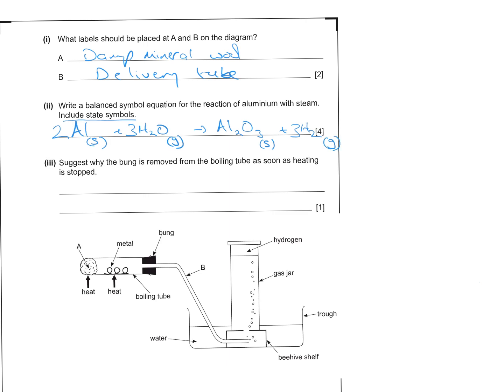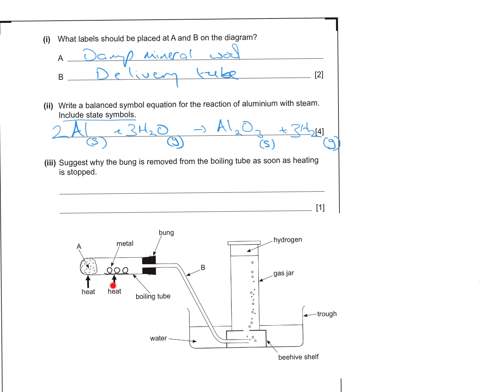And part 3, suggest why the bung is removed from the boiling tube as soon as heating is stopped. If you just pull the heating away and you leave the apparatus as it is, a vacuum is created in here and that will suck water back up into the boiling tube, and that can break the boiling tube because the glass is hot. So we just call that suck back.